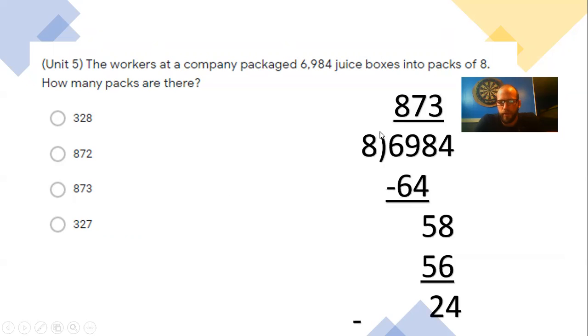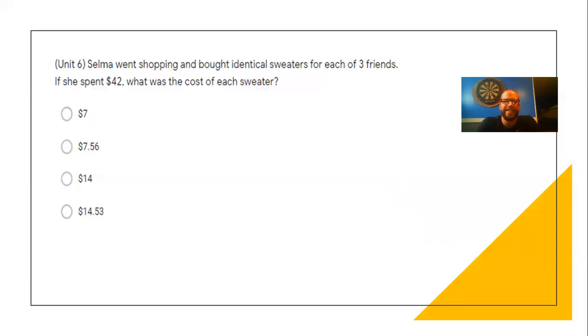So the number that comes down to join the leftover 5 is an 8. 8 goes into 58. How many times? 7. Now, when you pulled out 7 groups of 8, you pulled out 56. So did it come out clean? No. There's 2 left over. And then bring down that final digit. How many 8s go into 24? 3. Answer is 873.